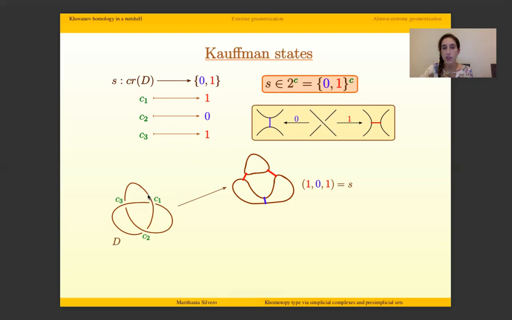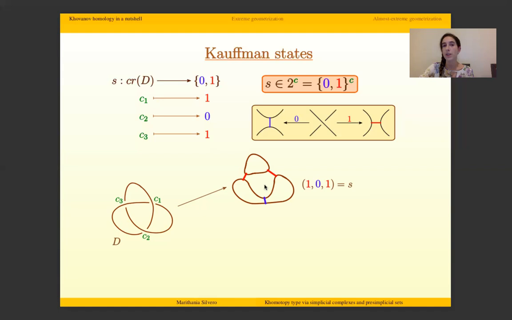So you see that I smooth here and I get this red segment. And well, you do the same with Z2 and Z3, and that is what you get. At the end, what you get is a set of circles, of topological circles in the plane. They can be nested or not. And some segments in the places where there was a crossing. They can be red or blue, depending on whether you have a smooth, a zero or a one crossing.